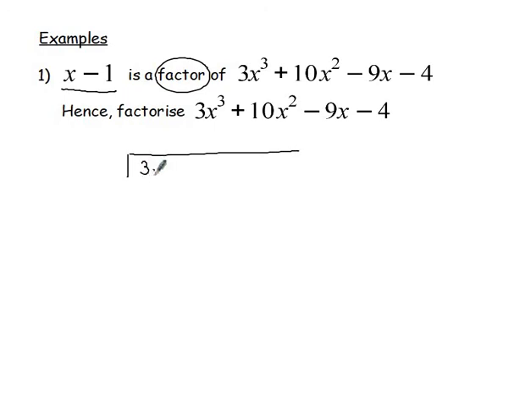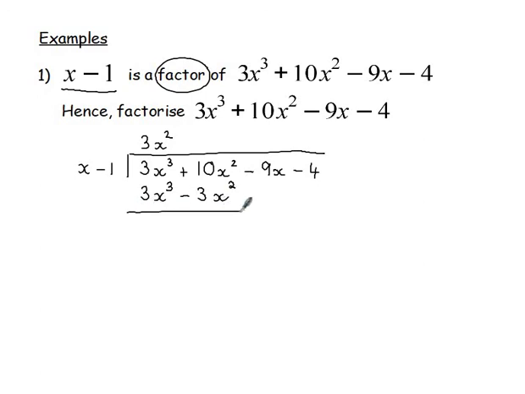Polynomial goes inside, and the factor goes on the outside. So remember, we divide through by this x to start. So 3x cubed divided by x gives us 3x squared, and then we times out to both parts. So 3x squared times x gives you 3x cubed, and 3x squared times minus 1 gives you minus 3x squared.